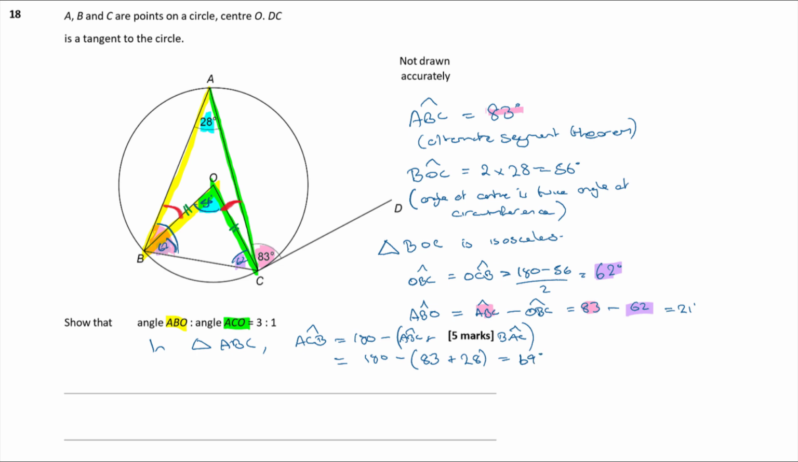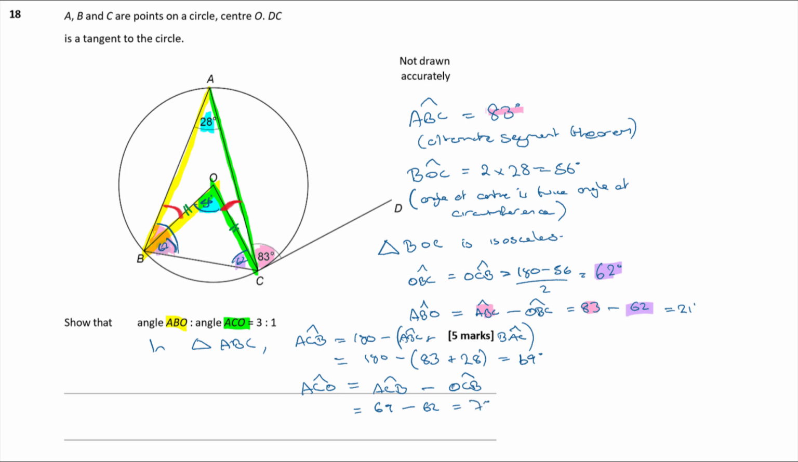So then I can work out what ACO is. ACO is going to be the angle I just found, ACB, minus that angle in the triangle OCB that I found earlier. So ACB minus OCB. ACB we just found to be 69 degrees, and take away OCB that we found earlier, which was 62 degrees, and that leaves us with 7 degrees.